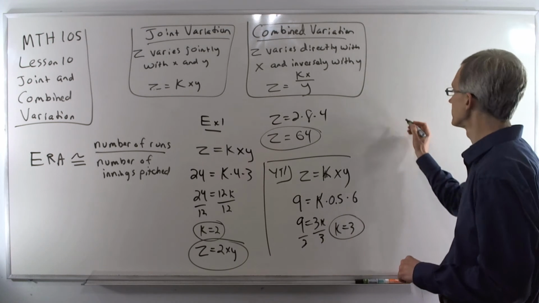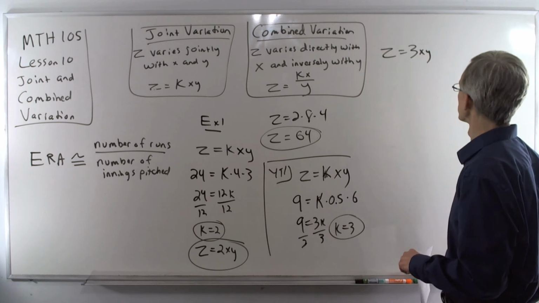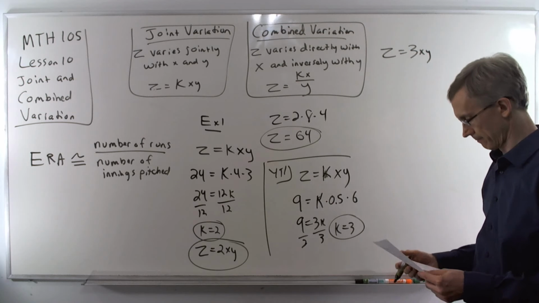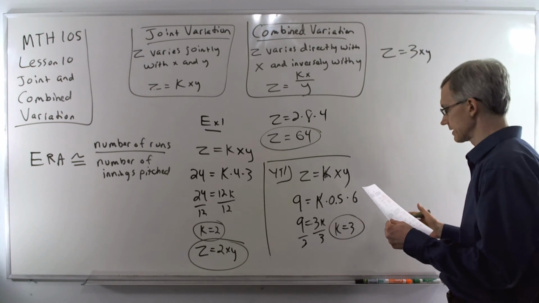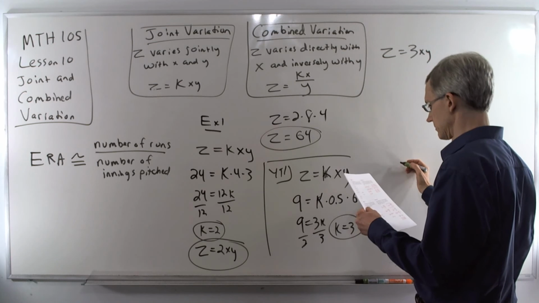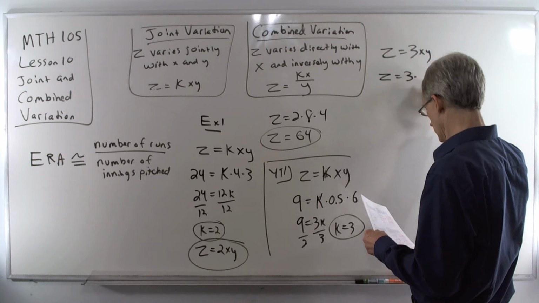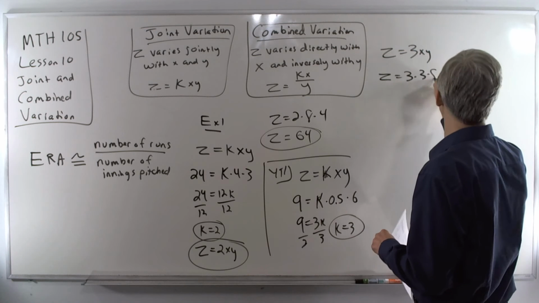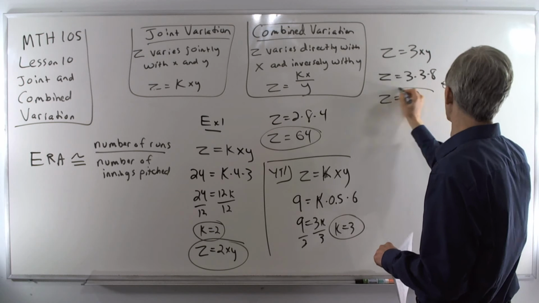Now we can write the equation of variation. Z equals 3xy. Now we're going to find the value of z when x is 3 and y is 8. So 3 times 3 times 8, that gives us 72.